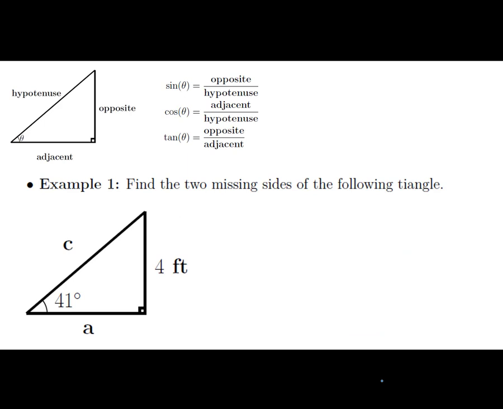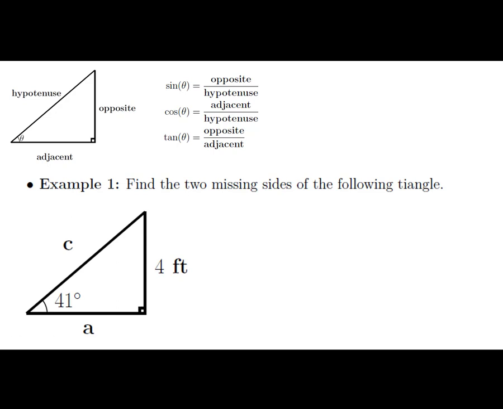So let's do an example where we put this into practice. Let's find the two missing sides of this triangle, and let's just make a note here. Anytime you see the little square in an angle here, you know that that means 90 degrees. All right, so let's find A first. I'm looking at this angle of 41 degrees. It looks like I know the opposite of that angle, and I would like to know the adjacent.